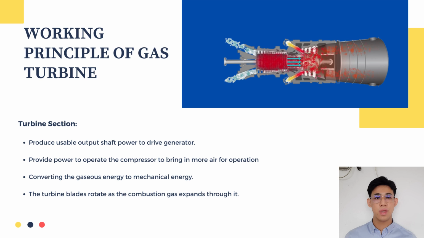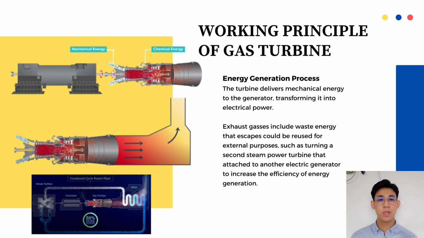The turbine blades rotate as the gas expands through it. The gas turbine engine shaft has a generator attached to it for electricity generation. The turbine delivers the mechanical energy to the generator, transforming it into electrical power. The exhaust gas, which includes the waste energy that escapes from the turbine engine, can be reused for external purposes, such as turning a second steam-powered turbine engine attached to another electric generator, in order to increase the efficiency of energy generation.